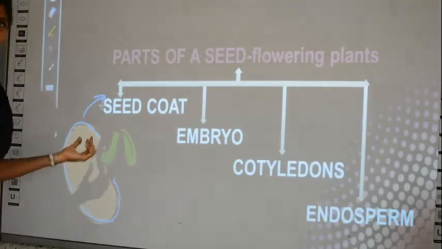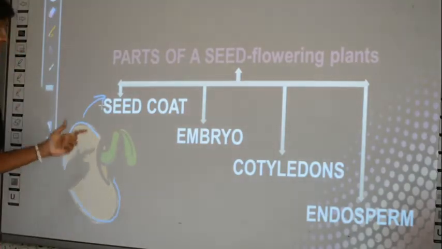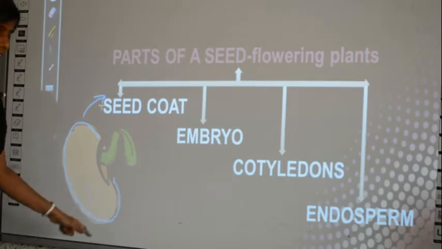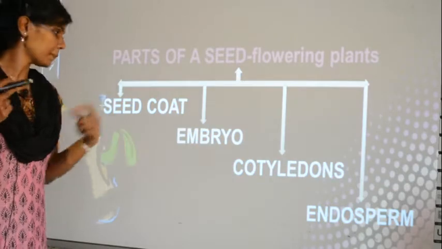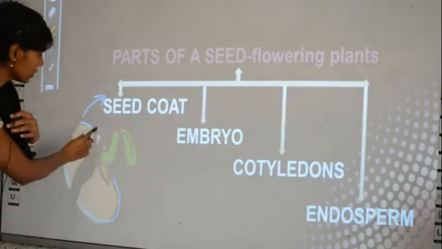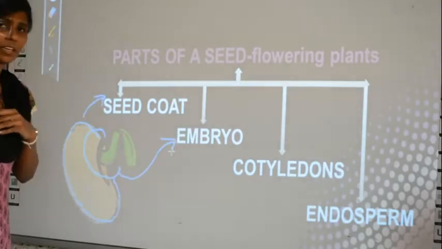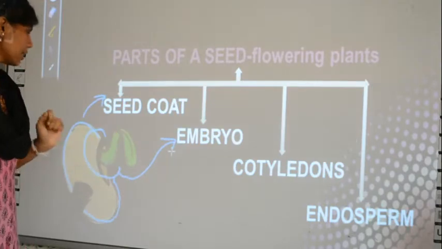Okay, the explanation part we will be learning in the upcoming slides. Just know what it is and where it is. I will show you in this slide. So the covering of the seed is called the seed coat, and the next portion is called the embryo. So this region is called the embryo. Okay, this region where the plant is about to grow is called the embryo.